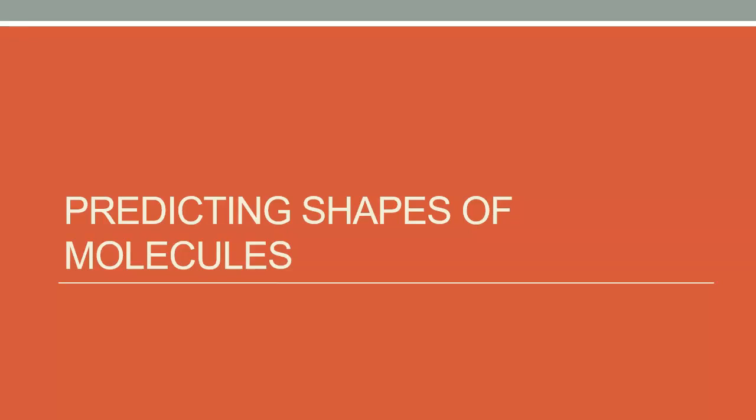Alright, so the purpose of our video today is to talk about predicting shapes of molecules, and we'll talk about the VSEPR theory, which helps us to explain this. The reason why this matters is because the shape of a molecule is going to impact maybe how it's absorbed by the body. If it's a drug or something, certain shapes are going to be absorbed differently than other shapes.